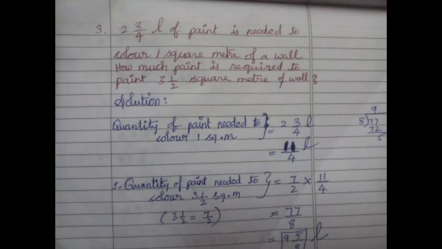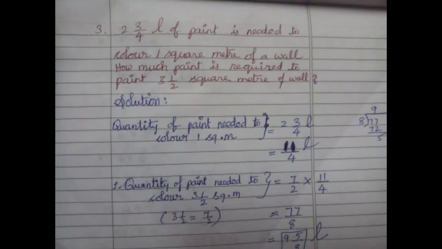Quantity of paint needed for 1 square meter is equal to 2 3/4. This is a mixed fraction. You can make it a simple fraction. 2 4s are 8, 8 plus 3 is 11, 11 by 4 liter. Therefore, quantity of paint needed to color 3 1/2 square meter is equal to, you can make 3 1/2 a mixed fraction into a simple fraction. 3 2s are 6, 6 plus 1, 7 by 2. So 7 by 2 multiplied by 11 by 4.